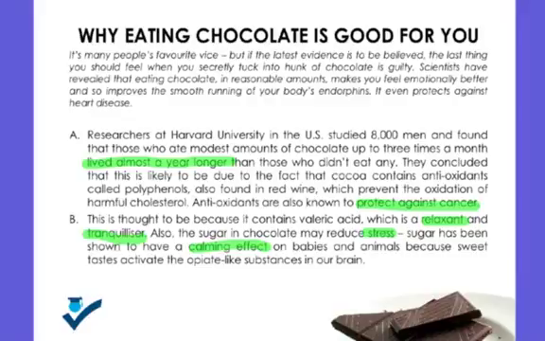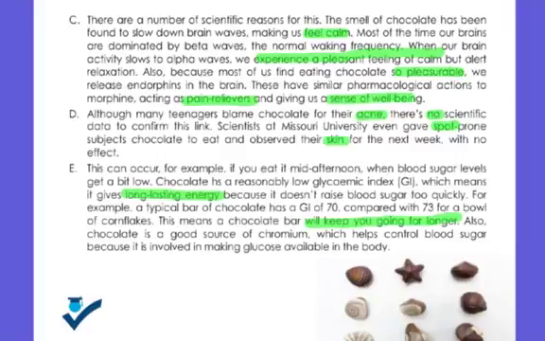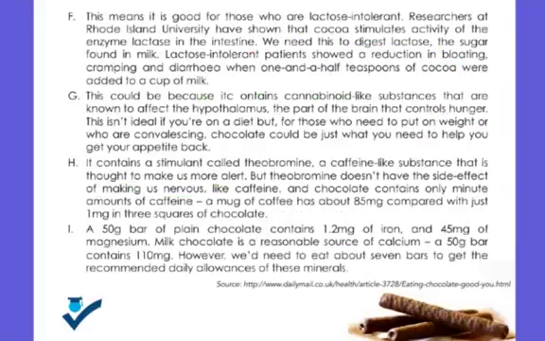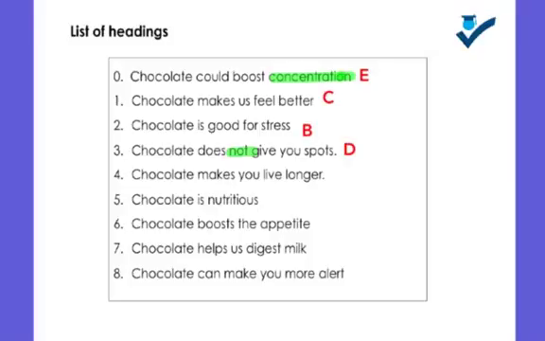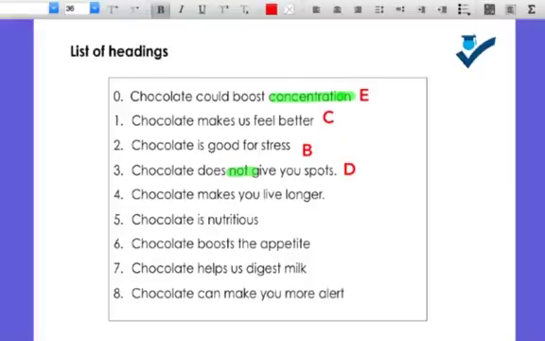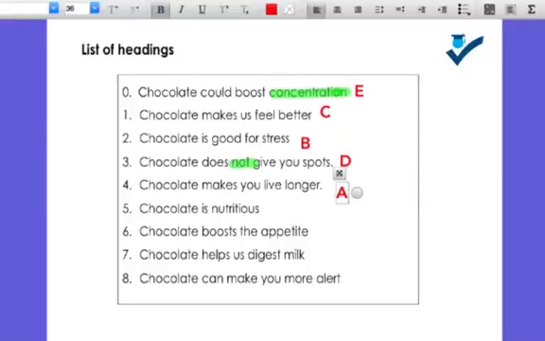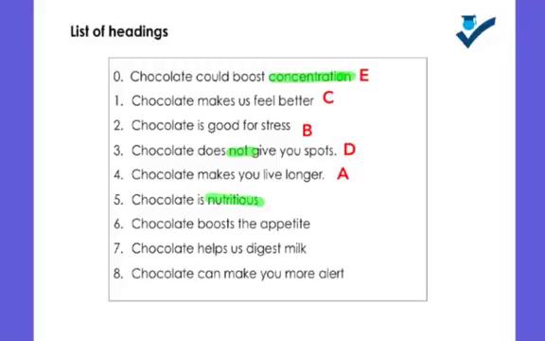So obviously the answer to this one should be paragraph A. Number 4, chocolate makes you live longer, is paragraph A. Now this one here is a little bit tricky. Chocolate is nutritious. Another word for nutritious? Yeah? Healthy, perhaps?